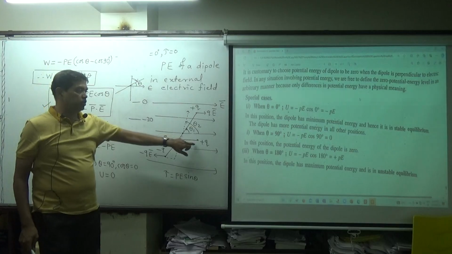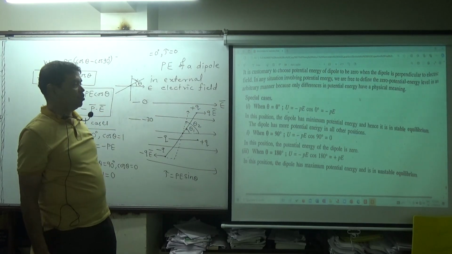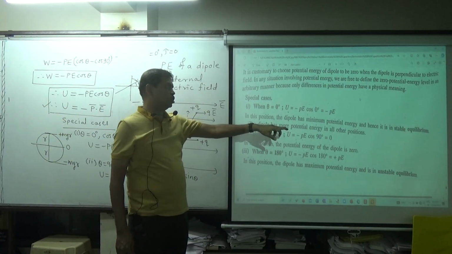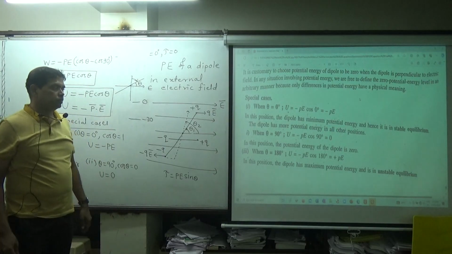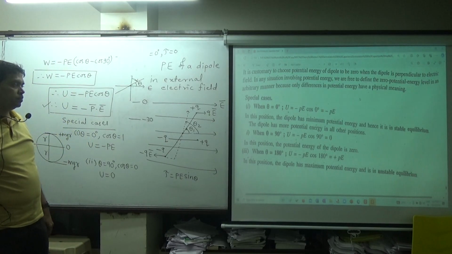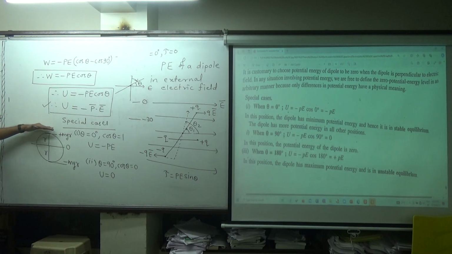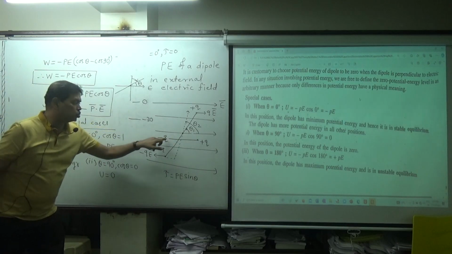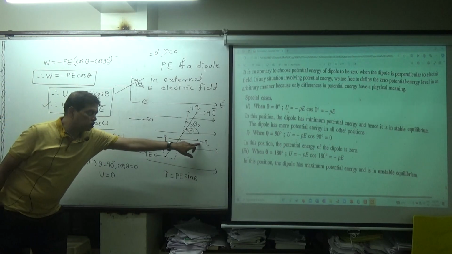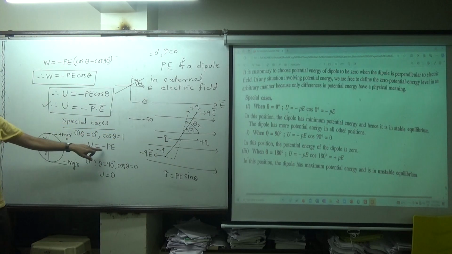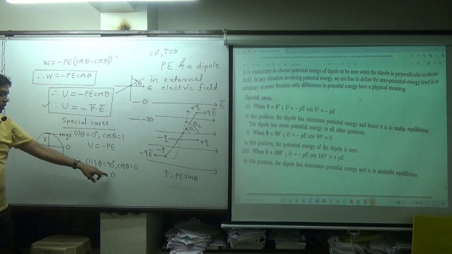is a stable equilibrium. So write down: hence it is a stable equilibrium. Okay, this is minimum. The dipole has more potential energy in all other positions. So you can understand from here that the 90 degree case, the perpendicular one, is 0. This is stable equilibrium when plus q is on this side and minus q on this side, like this. So it is minus p here, and here it is 0, like that.